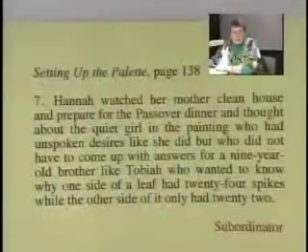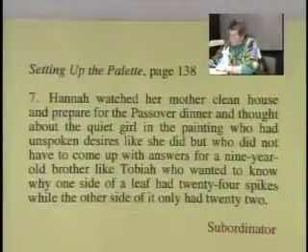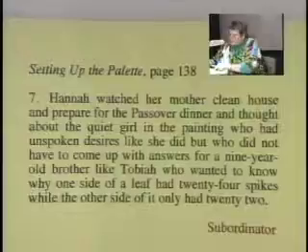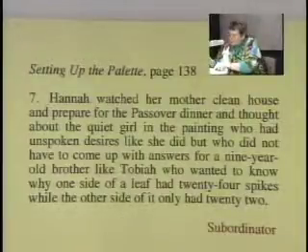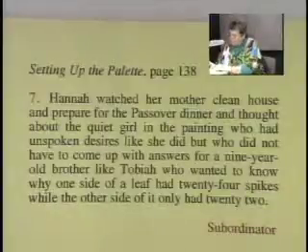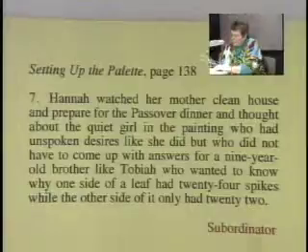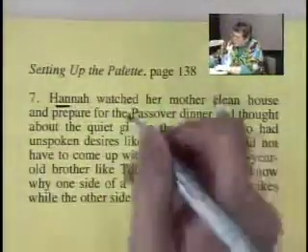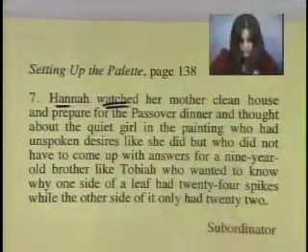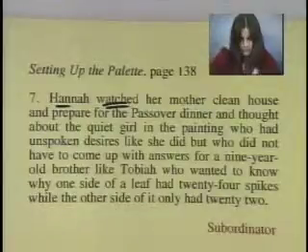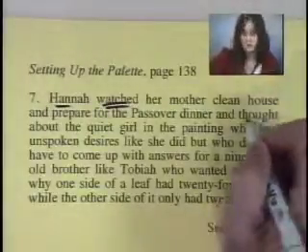Let's try another one. Hannah watched her mother clean house and prepare for the Passover dinner, and thought about the quiet girl in the painting who had unspoken desires like she did, but who did not have to come up with answers for a 9-year-old brother like Tobiah, who wanted to know why one side of a leaf had 24 spikes while the other side of it only had 22. Pippa, where's a subject? Hannah. And a verb. Watched and thought. Watched her mother clean house, and you're missing a verb. Thought.